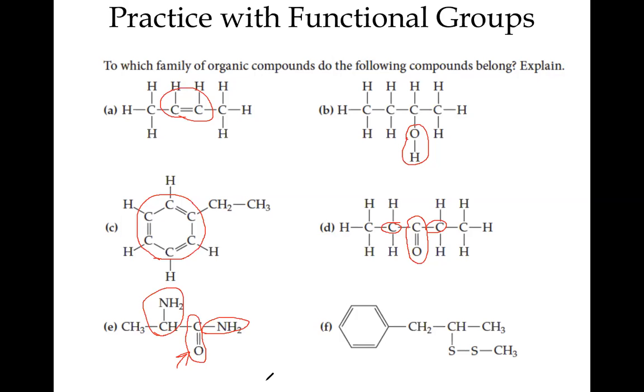So that has 2 functional groups, 2 different kinds of families. And then here's another one with 2, right? What's that? That's an aromatic ring. And it's also got carbon, sulfur, sulfur, carbon. So it's an aromatic and a disulfide functional group that make up that molecule.